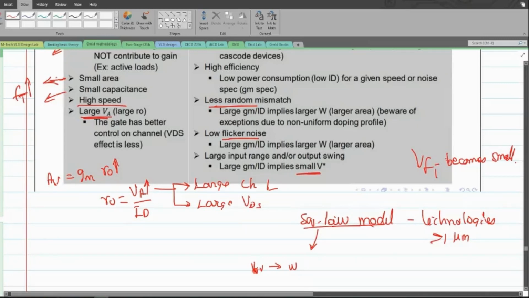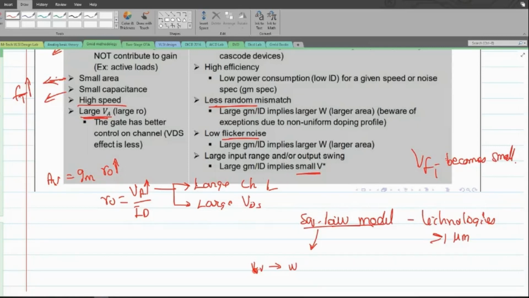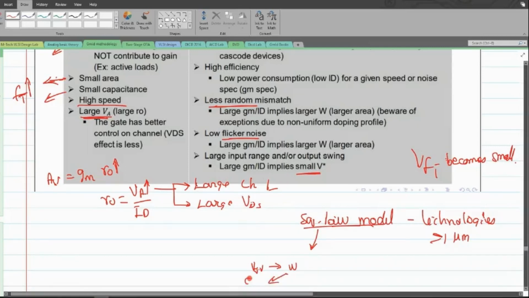They have developed a greater intuition in using this VOV as a variable. So it makes sense for us, even though we have changed our VOV to a GM over ID, we still want to cater to the people who have been designing from the beginning, right? So it makes sense sometimes to find a way to convert this GM over ID to look something like a VOV. Okay, I cannot convert this directly.